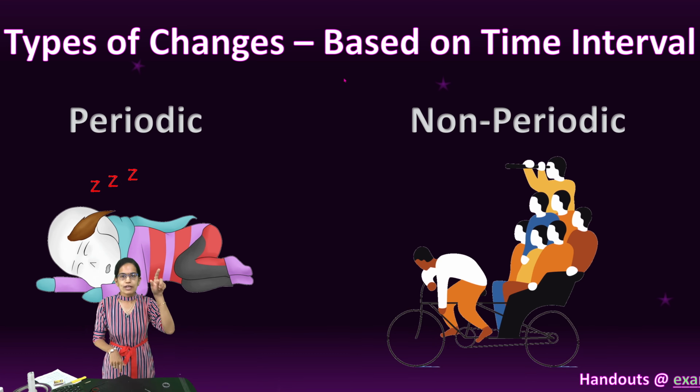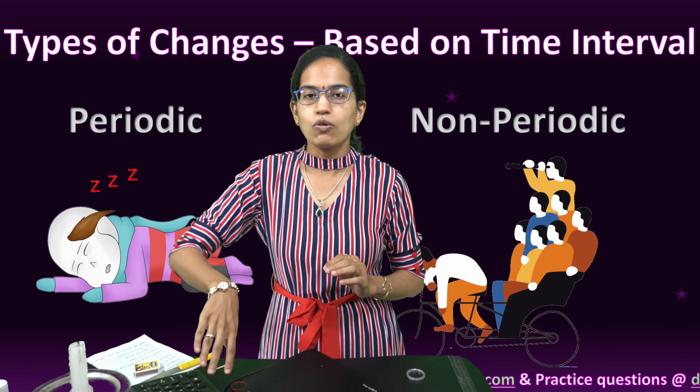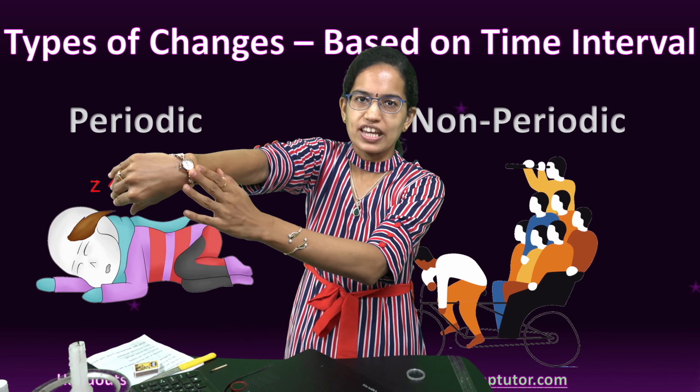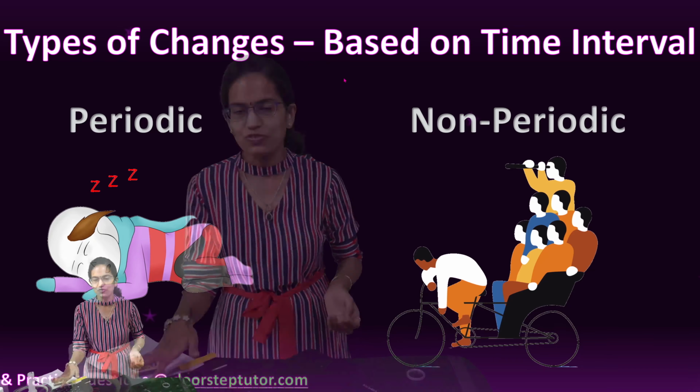Similarly, a moving watch is an example of a periodic event. However, I can have an example of this watch here. It has stopped working, so it is non-periodic. It does not happen at fixed interval of time.